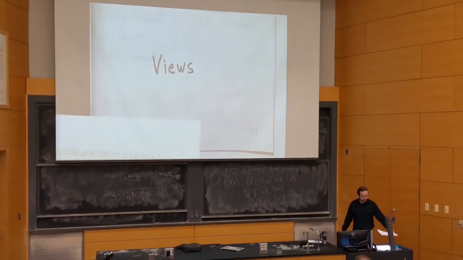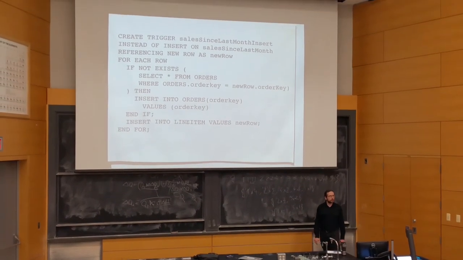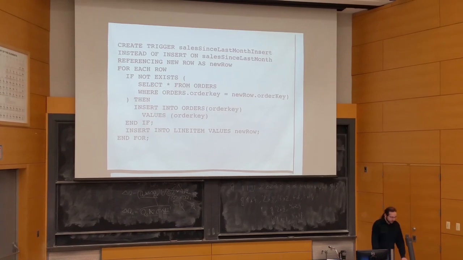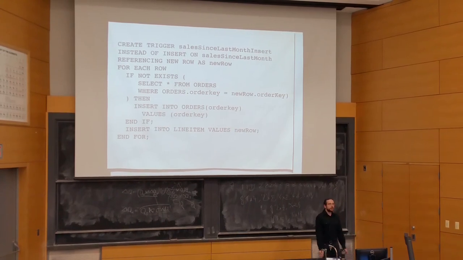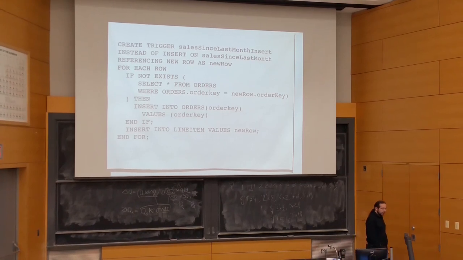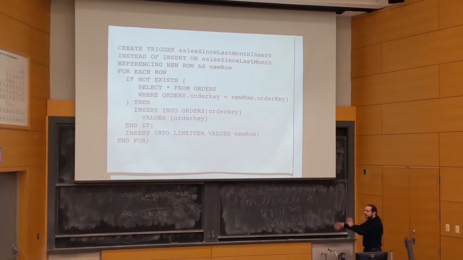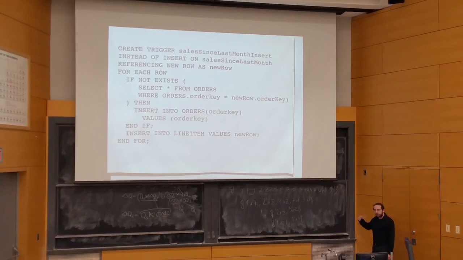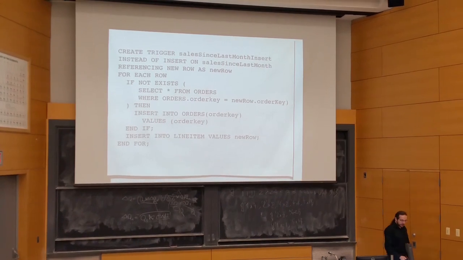However, something that I wanted to make you aware of is that you can also use what are called triggers. These are things that react to different events in the database. And one type of trigger allows you to implement these types of friendly user interfaces for views. So for example, I could create a trigger that responds to insertions on sales since last month. And instead of doing the actual insertion, because the database has no clue how to do that, it's going to look at every single row, and figure out whether that sale corresponds to an existing order key. And if it doesn't correspond to an existing order key, it's going to actually create a new order record that corresponds to it.